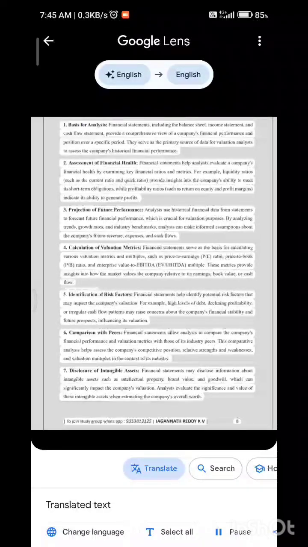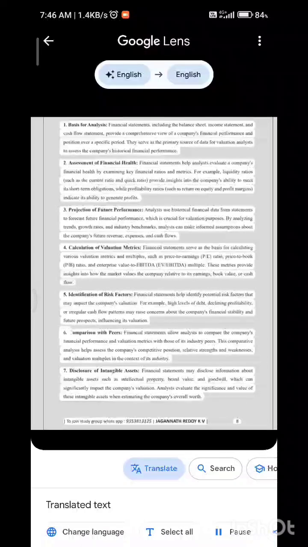5. Identification of risk factors. Financial statements help identify potential risk factors that may impact the company's valuation. For example, high levels of debt, declining profitability, or irregular cash flow patterns may raise concerns about the company's financial stability and future prospects, influencing its valuation.